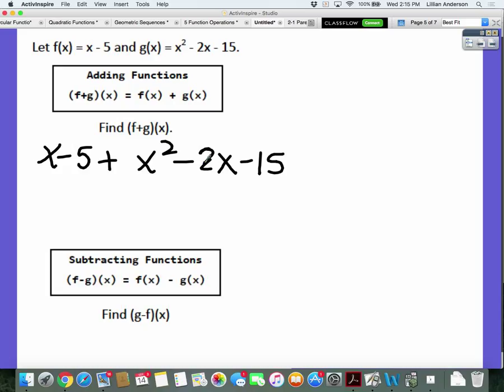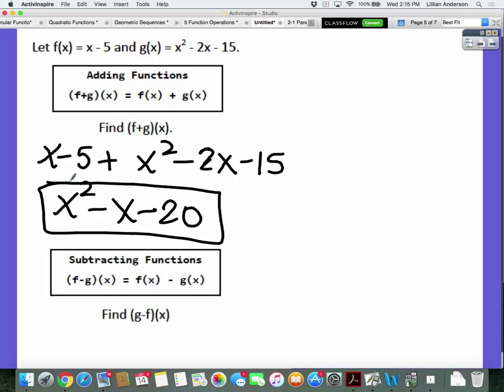Don't leave it like this. Combine like terms. Do you have any other x squares? No. Do you have any other x's? So what's x minus 2x? And do you have any other just constants? So what's that going to be? Minus 20. Yep. There you go. And that's it.